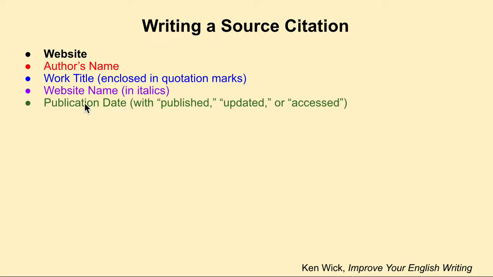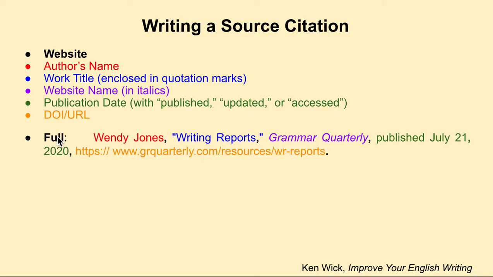For the publication date, there are sort of three cases. You can have the actual published date. Since web pages are updated, sometimes they won't have a published date but will say updated. So you want to say updated, or if it doesn't have a publication date, you put accessed. And then the website would have a URL, not a DOI.